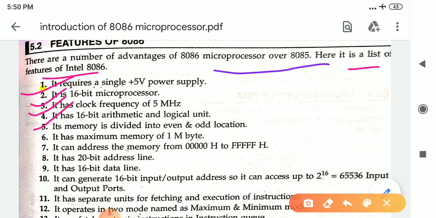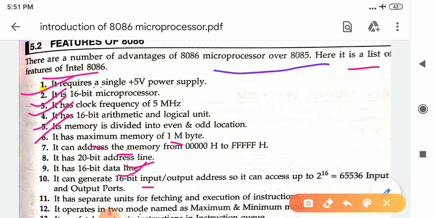It has a 16-bit arithmetic and logic unit, and its memory is divided into even and odd locations. It has a maximum memory of 1 megabyte, and it addresses the memory from 00000H to FFFFFH. It has a 20-bit address line and a 16-bit data line, and it can generate 16-bit input output addresses.